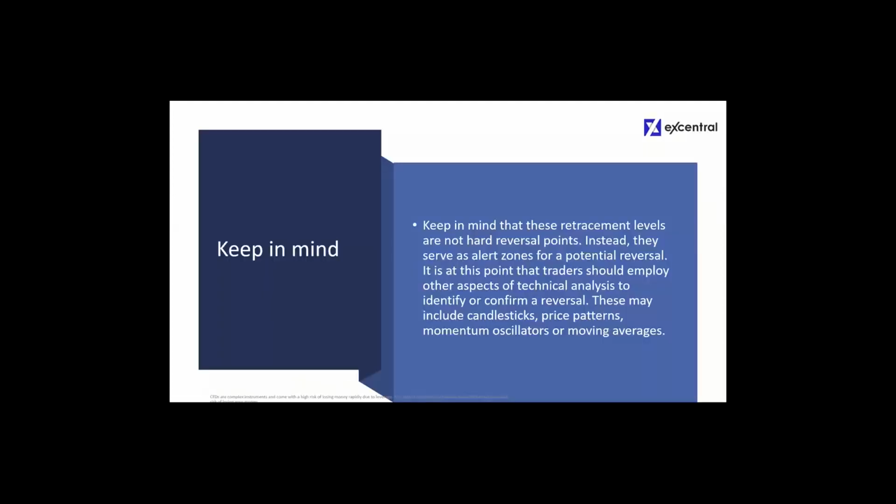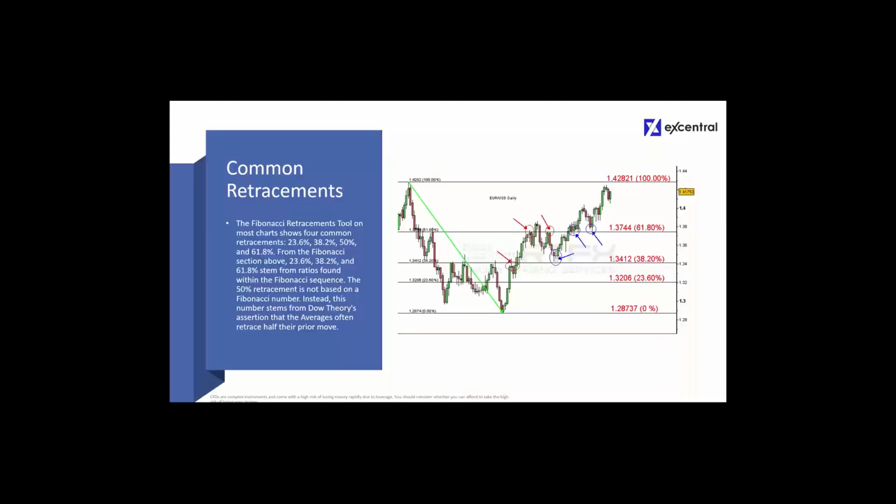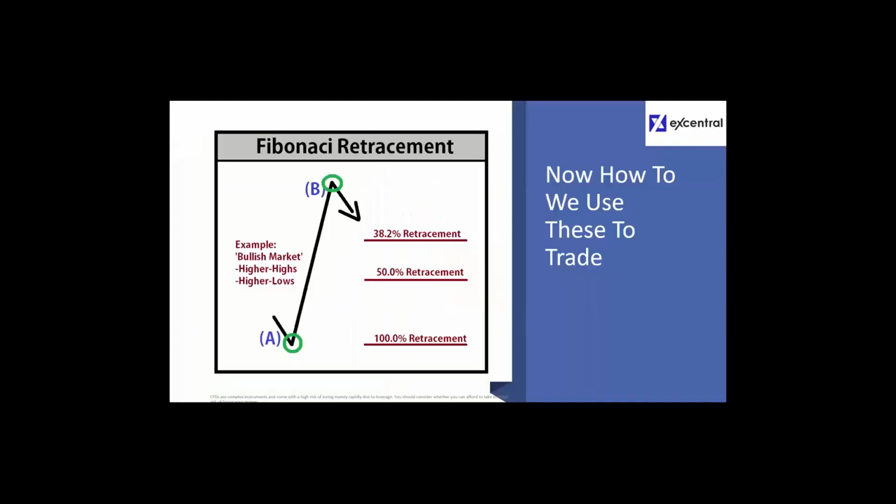Keep in mind that these retracement levels are not hard reversal points. Instead, they serve as alert zones for a potential reversal. It's also at this point that traders should employ other aspects of technical analysis to identify or confirm a reversal. These may include candlesticks, price patterns, momentum oscillators, or moving averages. So keep in mind, our common retracement 23.6, 38.2, 61.8 with the 50% number in the center. So from the Fibonacci section, 23.6, 38.2, and 61.8 stem from the ratios found in Fibonacci. Again, 50% is based on Charles Dow.